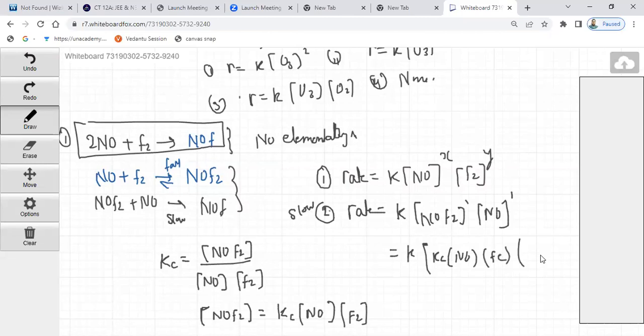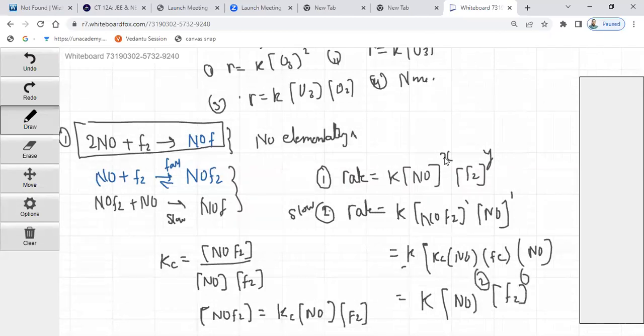So we get the result K multiplied by Kc, which gives NO squared into F2. So the overall order of the reaction is 3. The X value is 2, the Y value is 1, and the answer is 3.